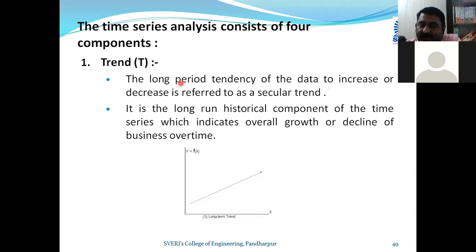What is the trend? The long period tendency of the data to increase or decrease is referred to as the secular trend. In very simple words, it is the long period tendency. See friends, this word we use in our day-to-day life many times. For your understanding, I will take the help of Marathi for just 1 minute.